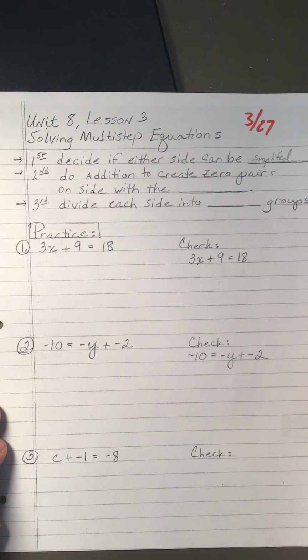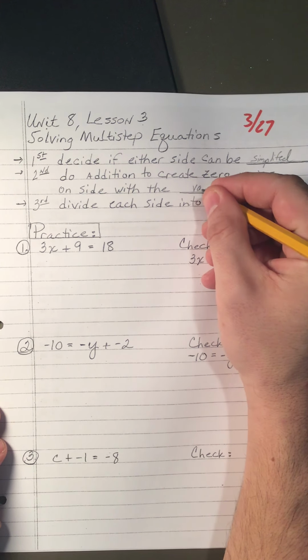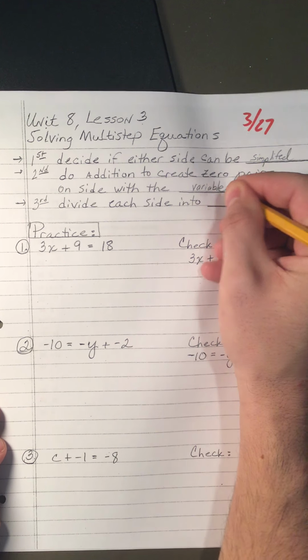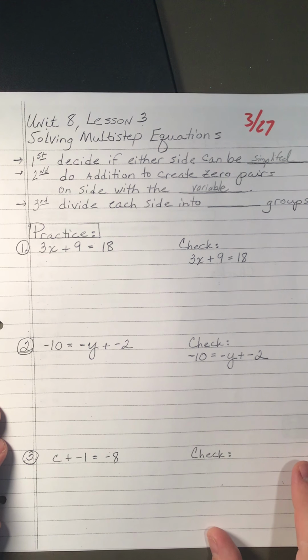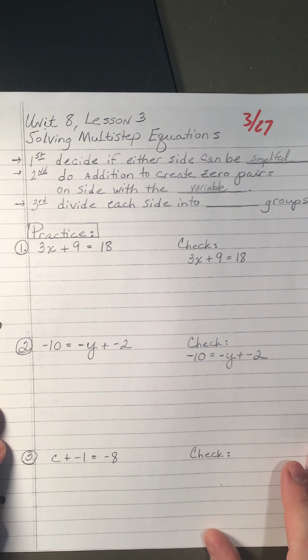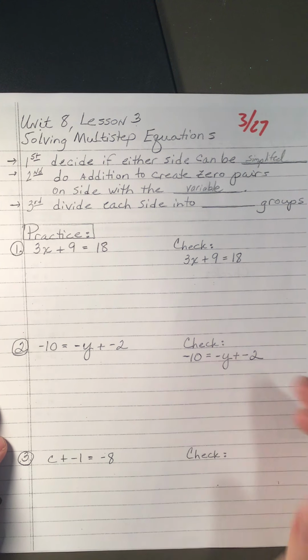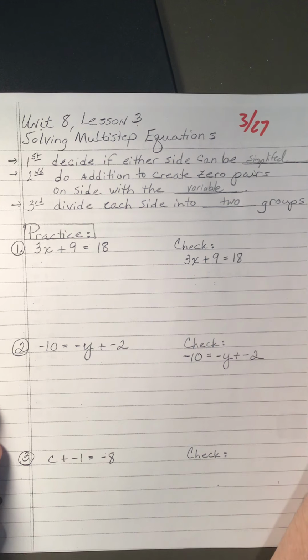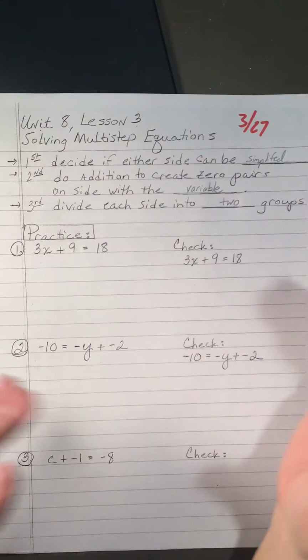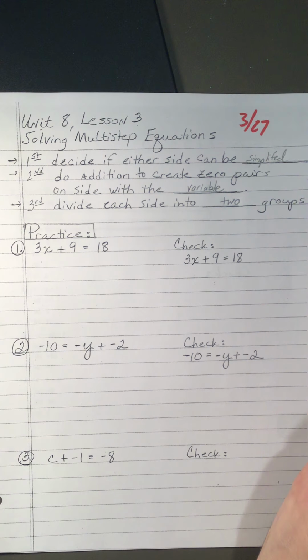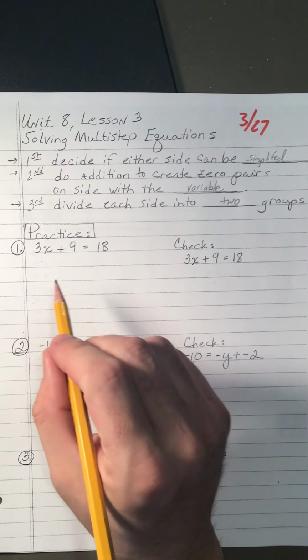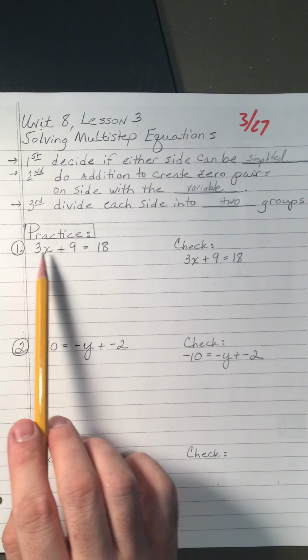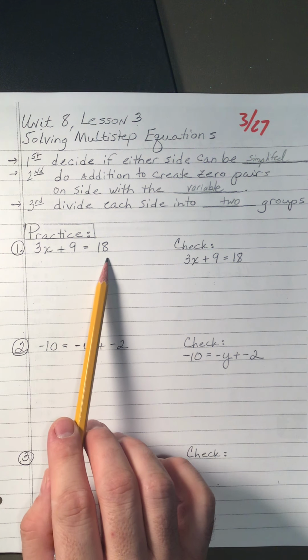Second, do addition to create zero pairs on the side with the variable. So we are going to work on the side with the variable, or the letter, first. And then third, divide each side into two separate groups. Okay, I want my x's on one side, whole numbers on the other side. So let's take a look at the first one. 3x plus 9 equals 18.